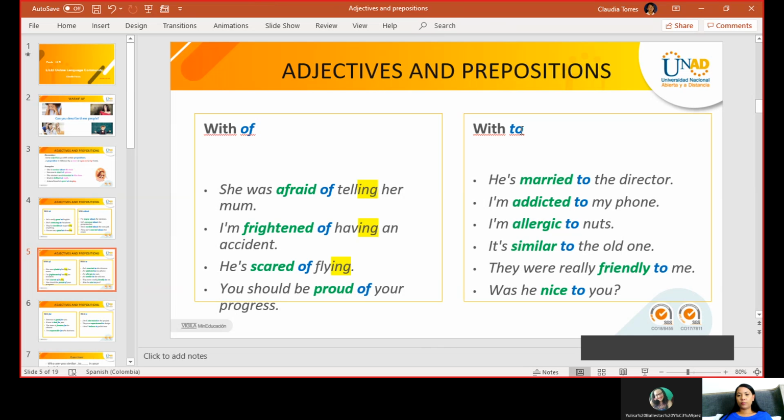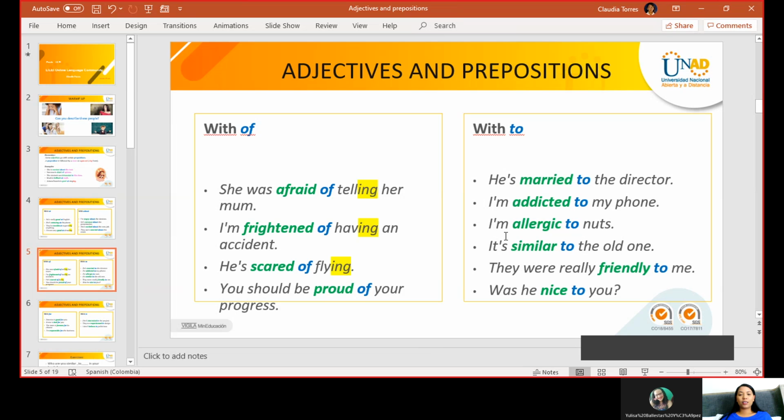Okay, and then we have to. With to we usually talk about connections, right? So for example here, he's married to the director. He's married to the director. I'm addicted to my phone, right? So I have a connection with my phone. So I'm addicted to my phone.